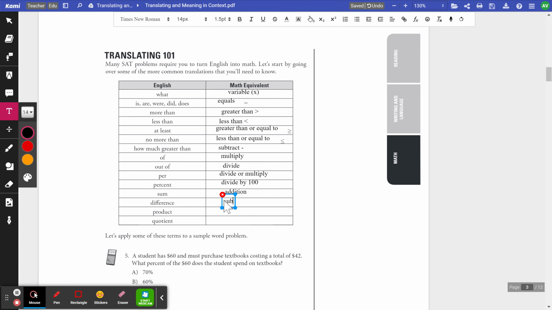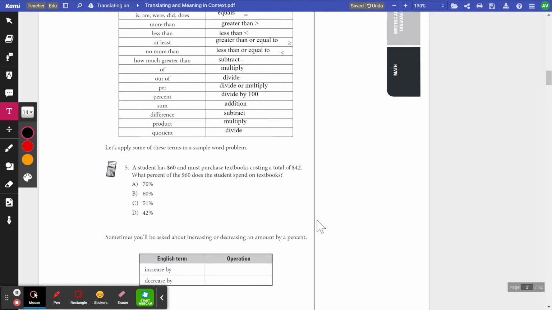Difference means to subtract. A product is when you multiply. And then a quotient is when you divide. And there we go. Filled in our whole table.